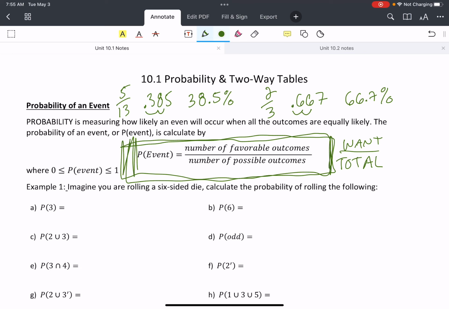So let's take a look at the first one. Imagine you're rolling a 6-sided die. So that's just like a normal dice you guys have all seen a bunch of times, right? So how many total possibilities are there if I roll one dice? 6. So then my total is going to be 6.